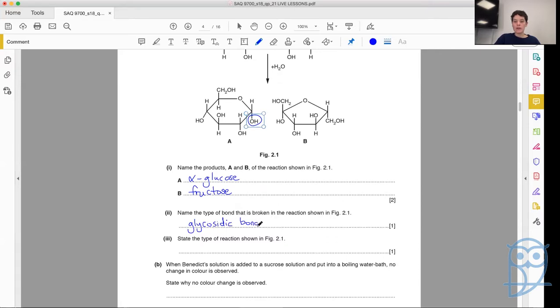And remember that spelling for all of these sorts of things is critical. You must be comfortable with how to spell your technical terms. State the type of reaction shown in figure 2.1. We are adding water, so this is a hydrolysis reaction. When we remove water to build, it's condensation. When we add water to break, it's hydrolysis.